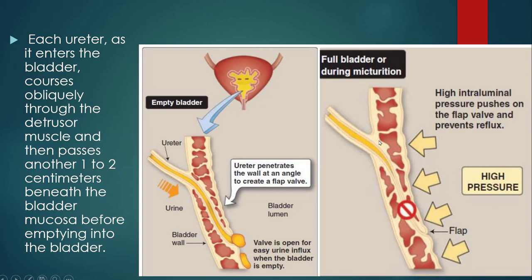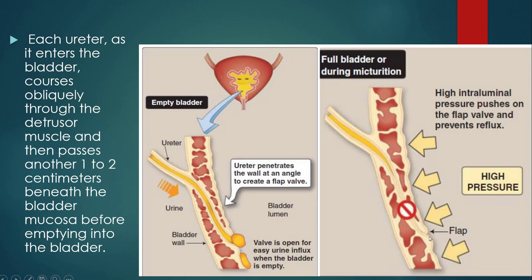Each ureter, as it enters the bladder, courses obliquely through the detrusor muscle and then passes another 1 to 2 cm beneath the bladder mucosa before emptying into the bladder. The ureter passes in the detrusor muscle obliquely, and then it enters the urinary bladder passing beneath the mucosal lining of the urinary bladder. This passage of the ureter through the detrusor muscle produces a physiological valve.